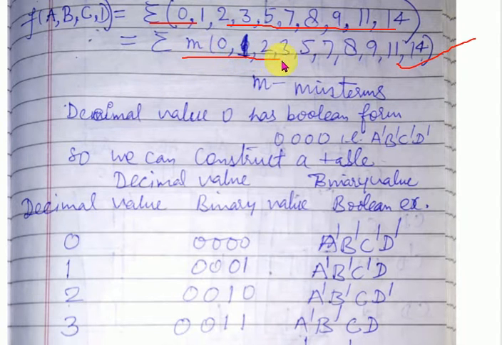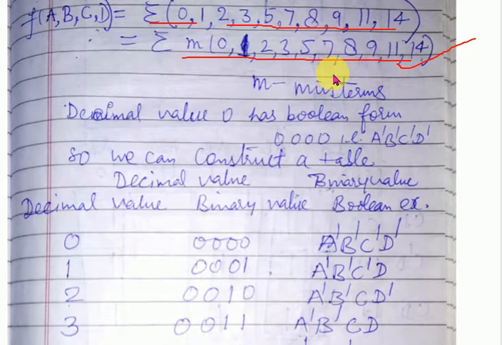or this is another form to represent the given form, sigma 0 1 2 3 m 7 8 9 11 14. This m stands for min terms. So first of all we will convert this representation into the Boolean functions or the min terms of the Boolean function.